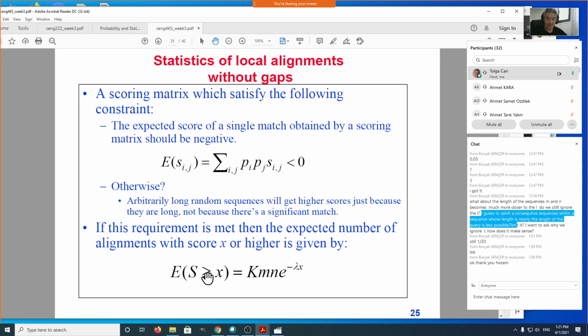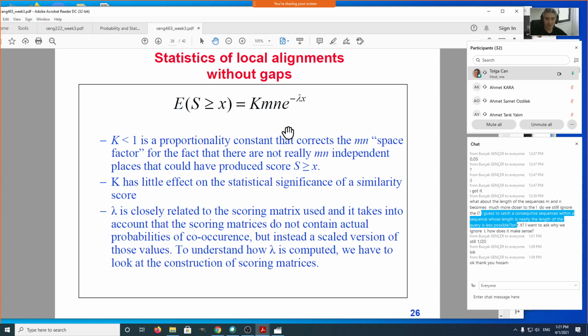So this is basically saying: what is the expected number of random alignments with score S or larger? And this K is that constant factor I'm talking about. And this lambda, our probability just dropped here, turned into some e to the minus lambda x type of function. And this lambda is computed for a specific scoring matrix. I'm going to show how this lambda is computed next.